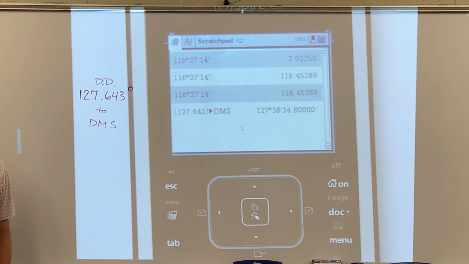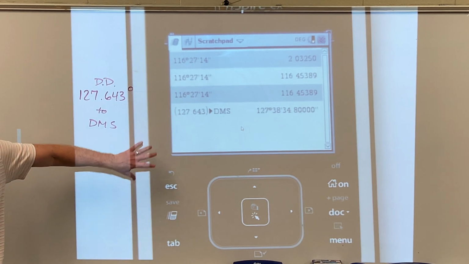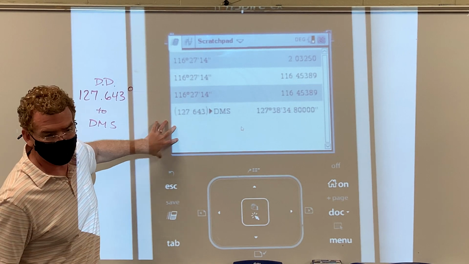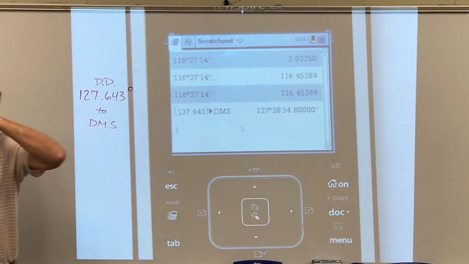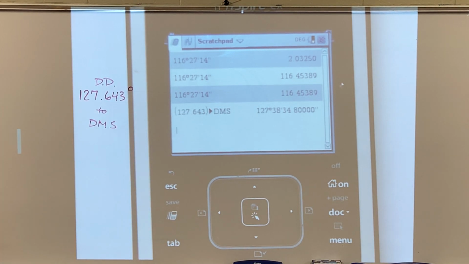So pretty easy with this calculator. Go with me? And that's all I'm going to require of you on that. So as you can imagine, since it's just calculator work, it's not going to be that much of a part of this test.